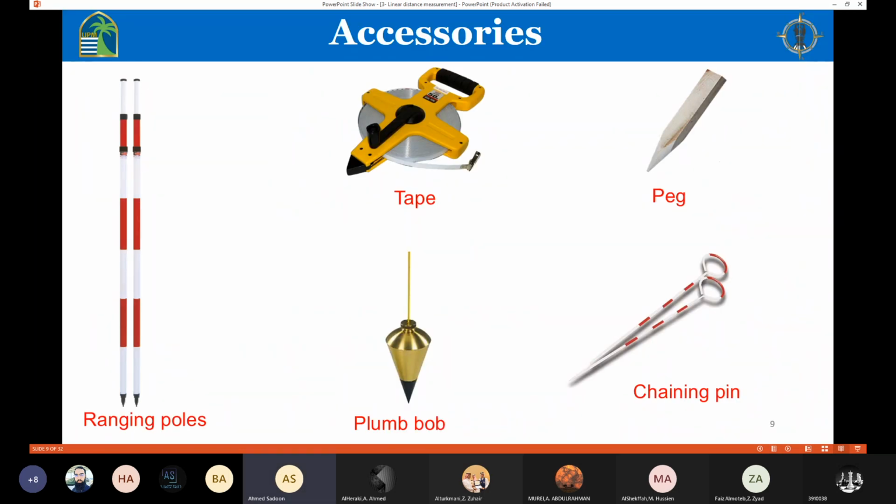We have accessories associated with the taping. It's not only the tape, but also we have other accessories associated with the taping method. We have the ranging poles, we have the plumb bob, we have the pick, we have the chaining pin, and of course the most important one, which is the tape. We're going to talk about each and every one of them.